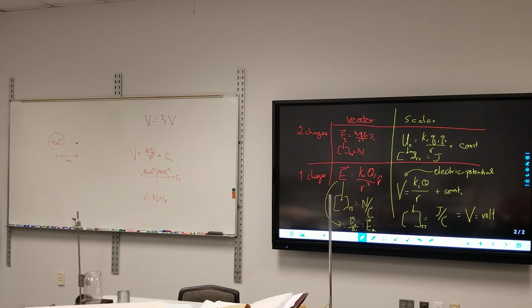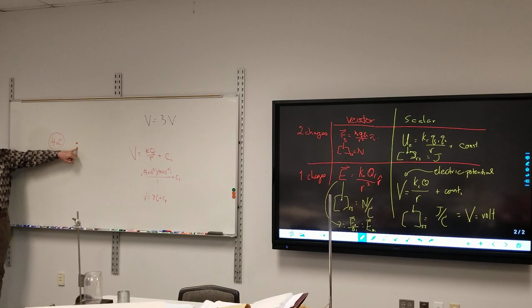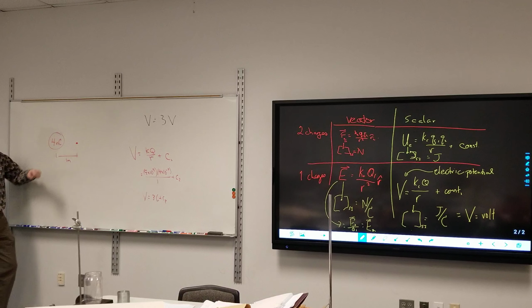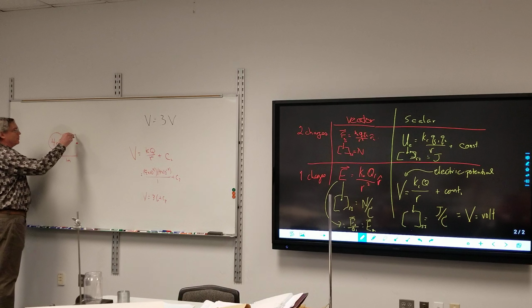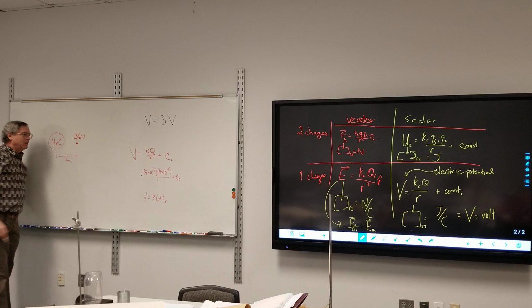What do you want the constant to be? All right, Stephanie? Do you want to actually, you don't want to say it? So, if the constant is 0, what's the potential at this point? Joules per coulomb, volts. Okay, so if the constant is 0, that is 36 volts.